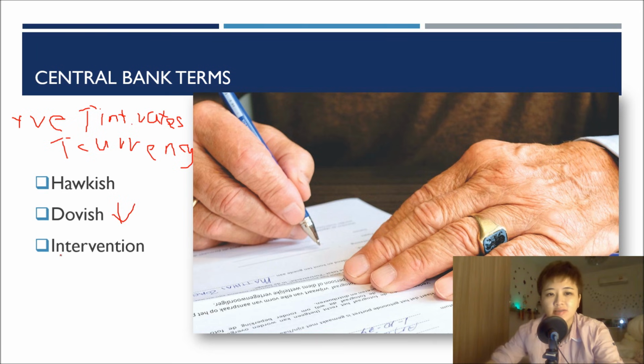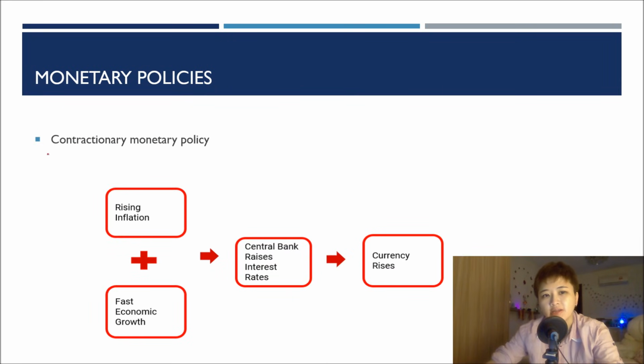And the next thing is intervention. So when central banks intervene, it's going to cause a massive move in the markets. So take note of when the interventions are, and if you are a day trader, try to avoid trading during these times. So like I said just now, contractionary monetary policy and also loosening monetary policy.